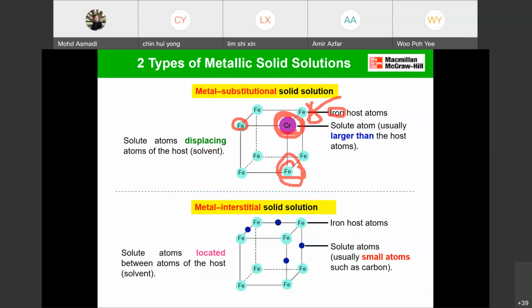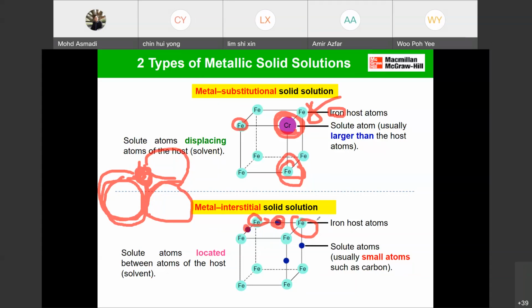Interstitial: the solute atoms locate in the space between the parent or host atoms, meaning there's a vacant space here. If you still remember when we calculated the atomic packing factor, there's a vacant space there. For BCC, how much is the percentage? I think it's around 50%, or 40%. So there's vacant space between the parent atoms. Because of the small diameter or small size of the solute atoms, they can be located in the space between host atoms.